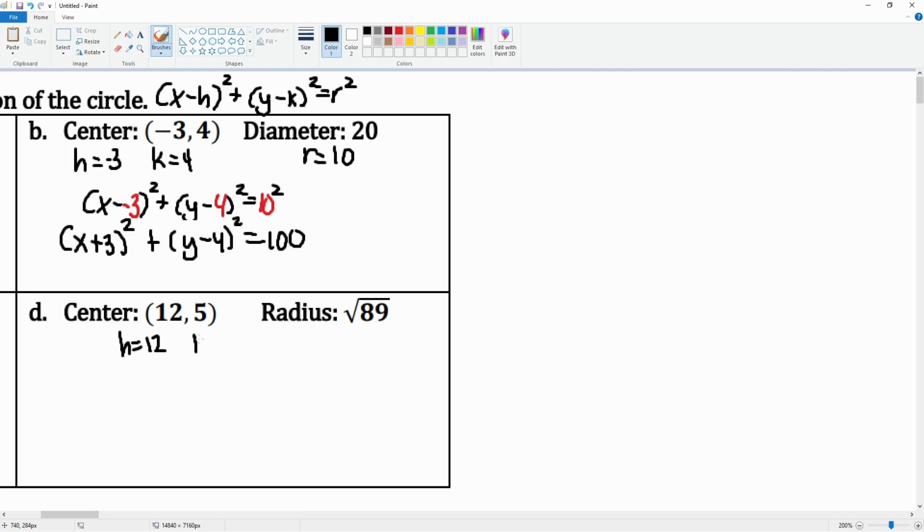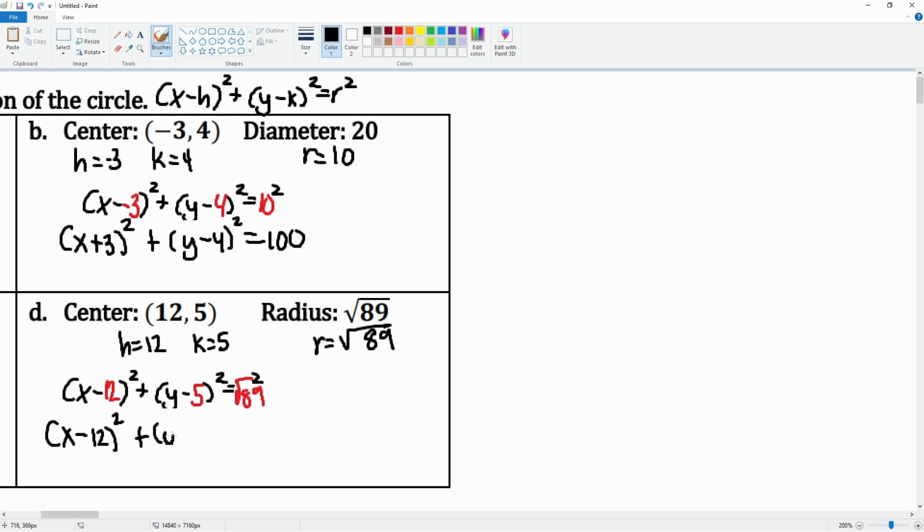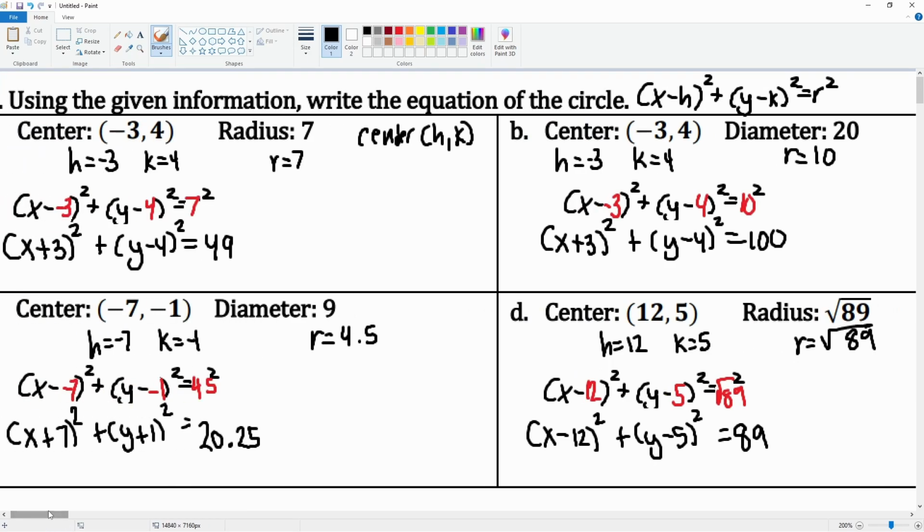Okay, next, here's the center. So h is equal to 12, k is equal to 5. The radius is equal to the square root of 89. Here's our equation. Let's make the substitution. We plug in here the 12 for the h, then we plug in the 5 for the k, then we plug in the square root of 89 for the r. All right, now we can simplify. Nothing happens here. It's just (x - 12)^2 + (y - 5)^2. Then the square and the square root here cancel, leaving you with an 89. So there you go. That is how you write the equation of a circle.